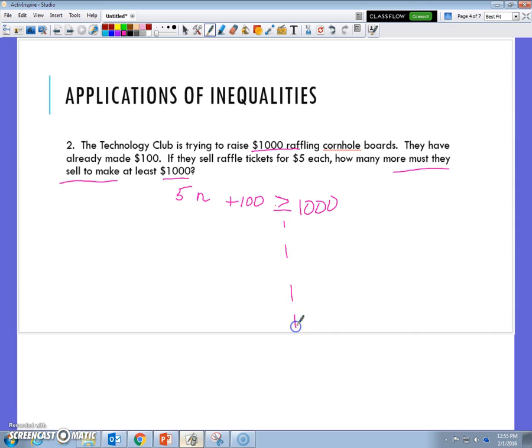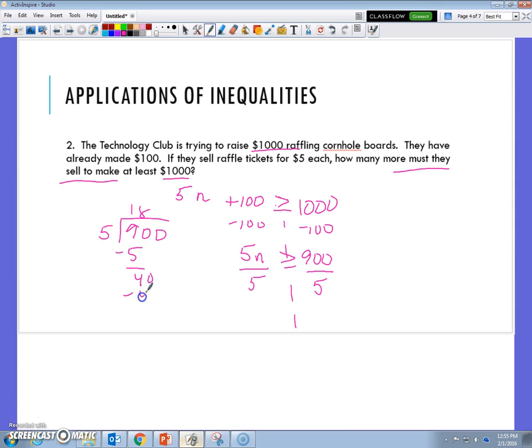So let's go ahead and solve and see how many it says. 5n greater than or equal to 900, and I'm going to divide it by 5. And so here's another good practice of our long division skills. So in this case, n is greater than or equal to 180. So if they sell 180 tickets or more, then they will meet their $1,000 benchmark that they're trying to get. Okay?